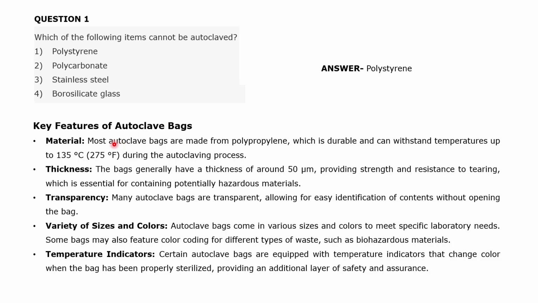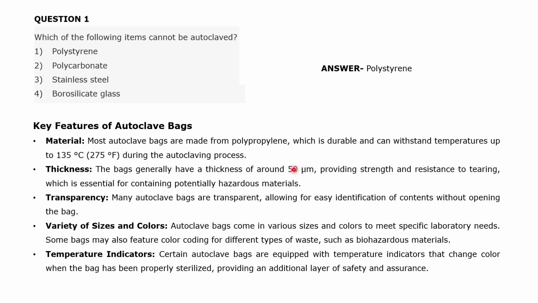So if you look into the materials that make up an autoclave bag, it is mainly made up of polypropylene, which is a type of plastic, and it is quite durable and can withstand temperatures up to 135 degrees Celsius, because autoclaving is usually at 121 degrees Celsius, right? For about 30 to 50 minutes you are carrying out the autoclave, at 15 psi pressure. So that has to be maintained, and the bag should not be hard, it should not be too thick, as well as it should not be too thin.